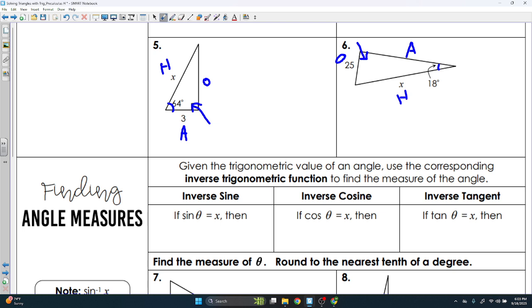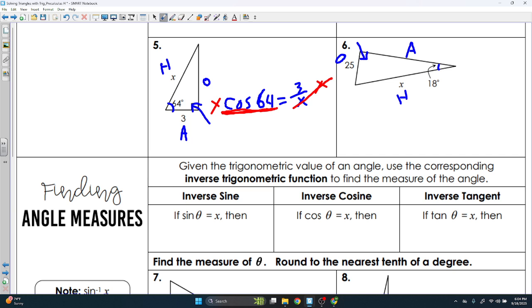So for this we would have cosine of 64 equals 3 over x. And again, you can multiply by the x to get it out of there, and then you'll divide by whatever this decimal comes out to, because you'll have that decimal times x. Okay, should be a review.